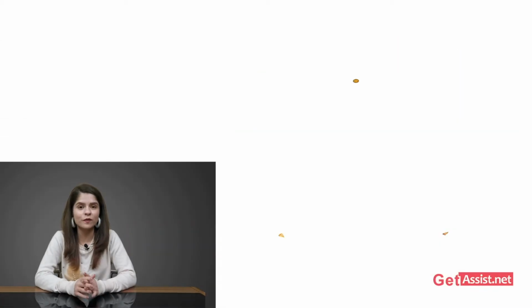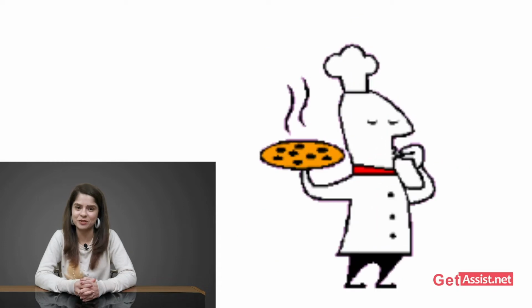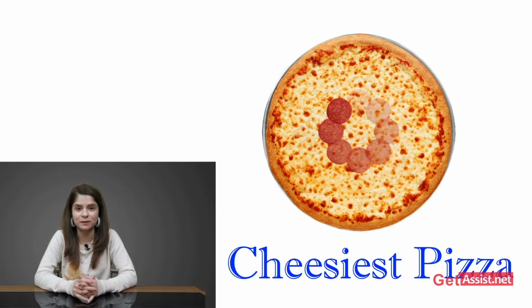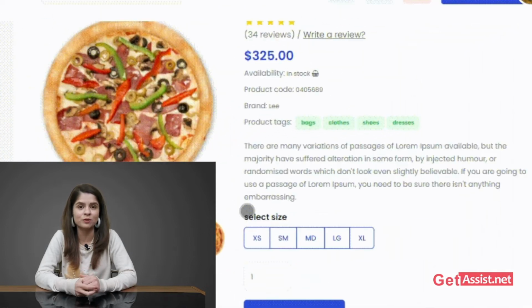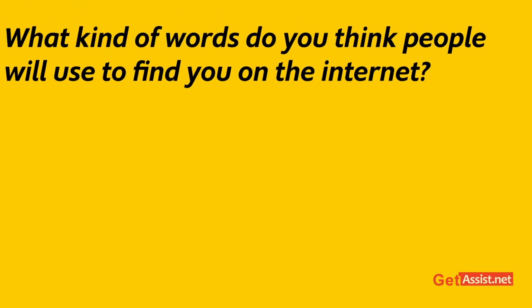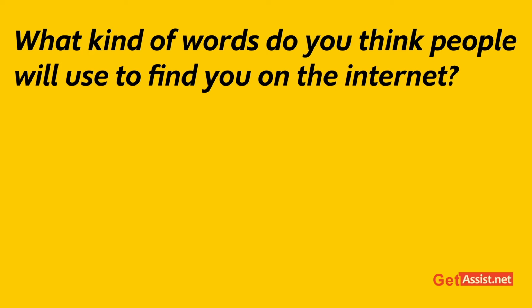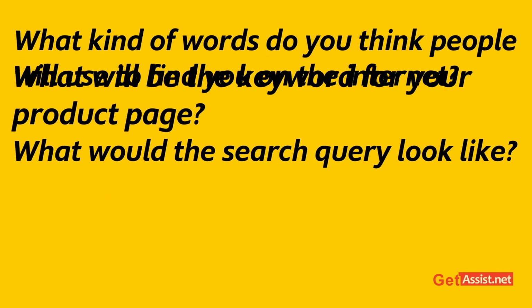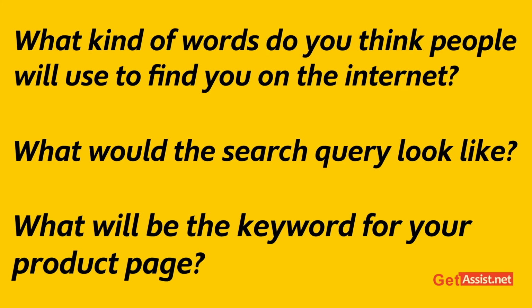For example, say you run a pizza shop where you sell all varieties of pizza, and delicious ones too. Now let's say you have a special variety of pizza by the name Cheesiest Pizza, and you have even created a product page about it. There will be a search term on which you want to be found. What kind of words do you think people will use to find you on the internet? What would the search query look like? What will be the keywords for your product page? Probably Cheesiest Pizza, as that best describes what's on the page.